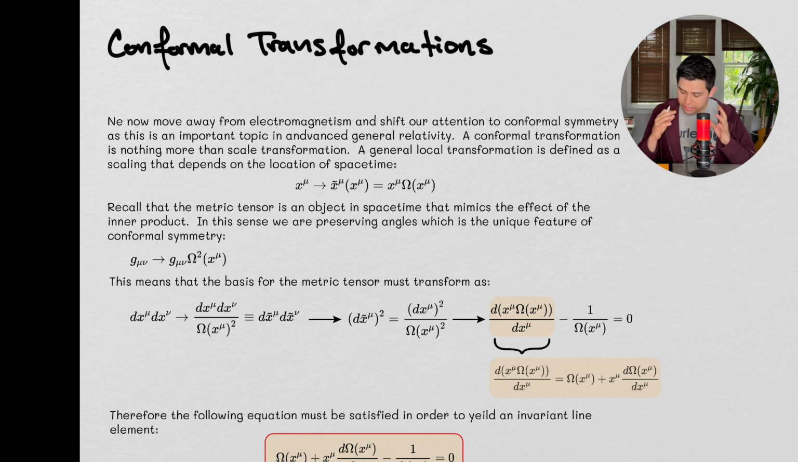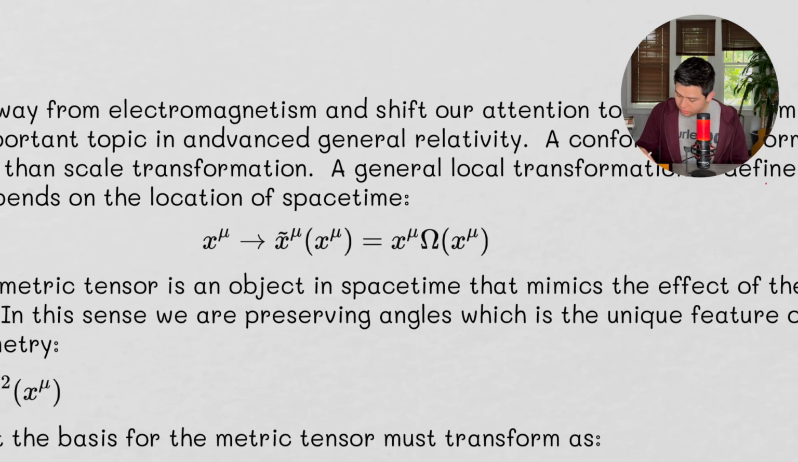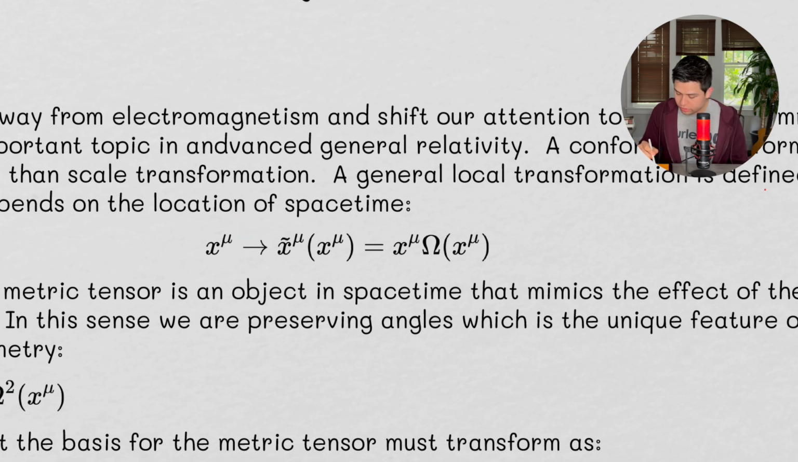And a conformal transformation, here I'll just read off right here, is nothing more than a scale transformation. A general local transformation is defined as a scaling that depends on the location in spacetime. Okay, so just as an example, we have our x-coordinates, right? So our coordinate system, mu runs from 0 to 3, where the 0th coordinate is time, and 1, 2, and 3 are spatial coordinates.